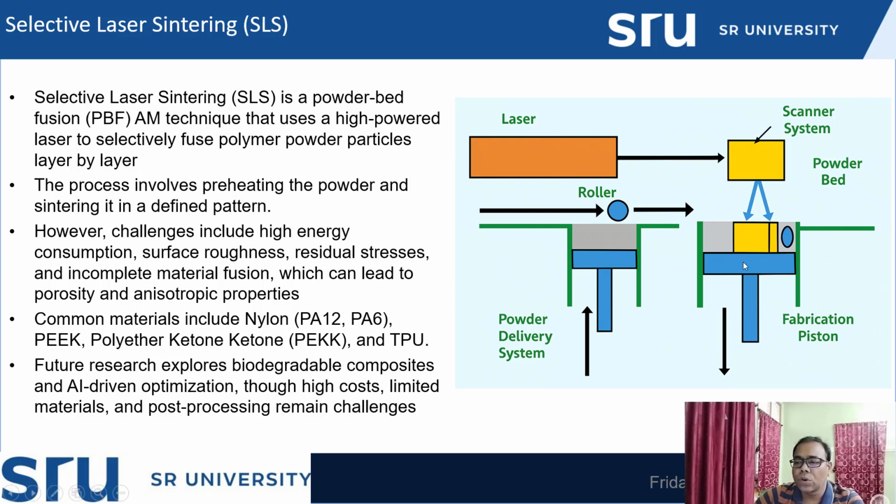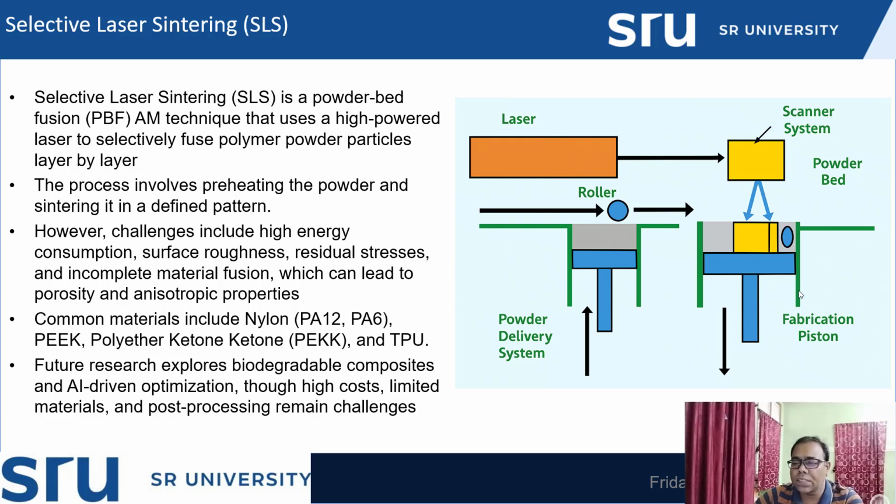So once one layer of printing has taken place, the fabrication piston comes down by one layer thickness only, so that only that much thickness of material is spread again on the fabrication piston, and then printing takes place.